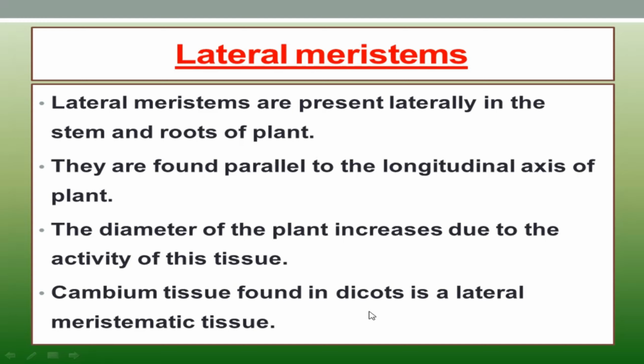Now we have learnt what is meant by tissues, and then we divided tissues into two groups, plant tissues and animal tissues. After that we discussed plant tissues, which we divided into two groups: meristematic tissues and permanent tissues. Today we discussed meristematic tissues. Mainly there are three types: apical meristem, lateral meristem and intercalary meristem.